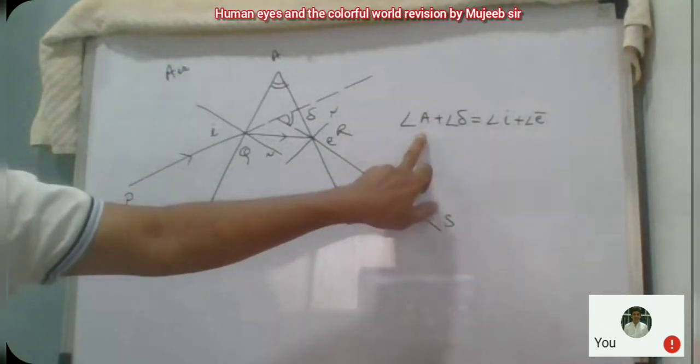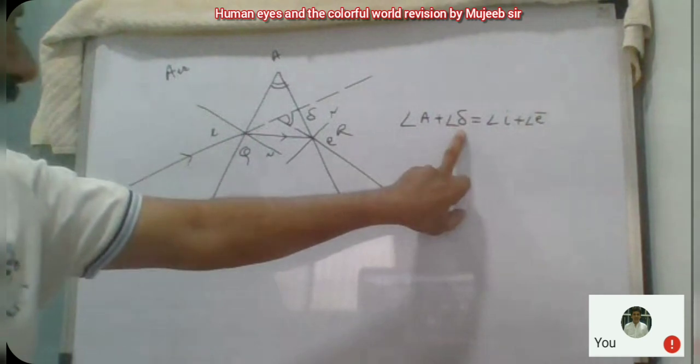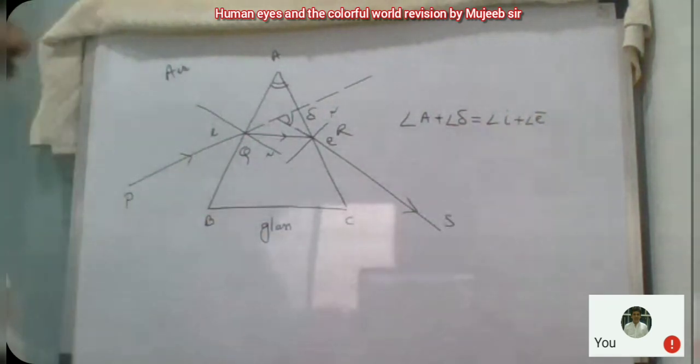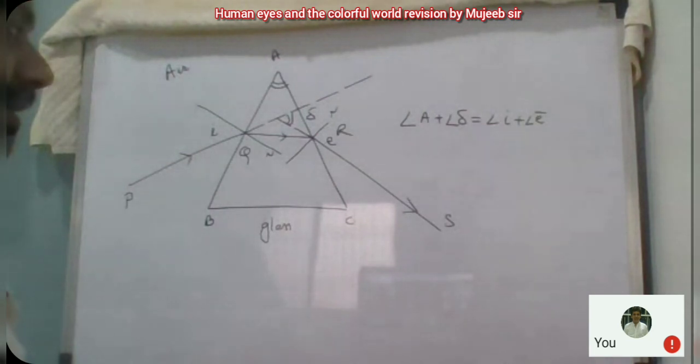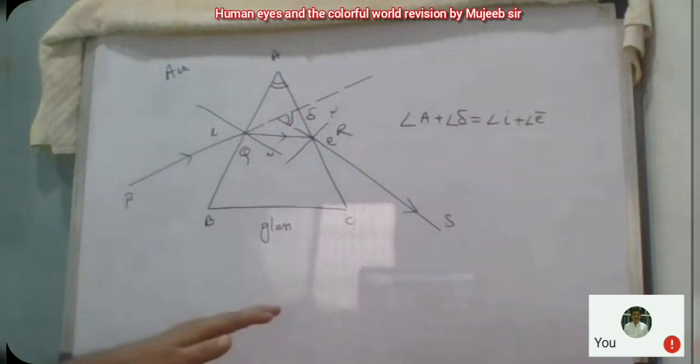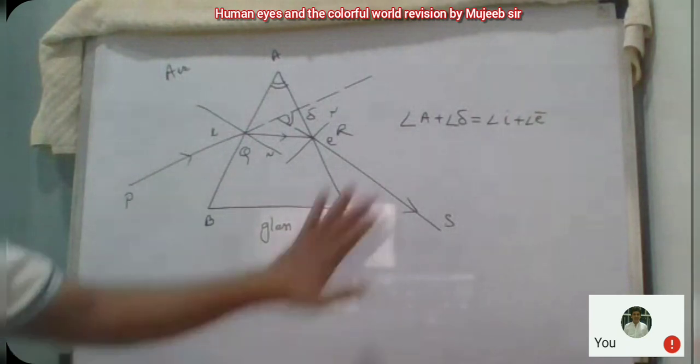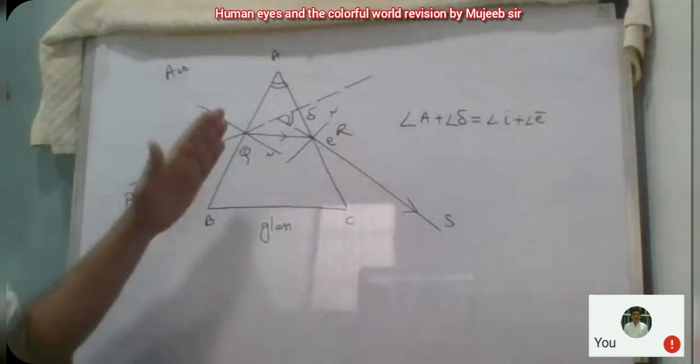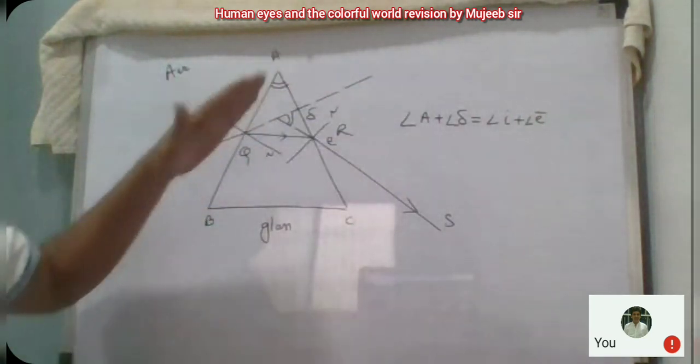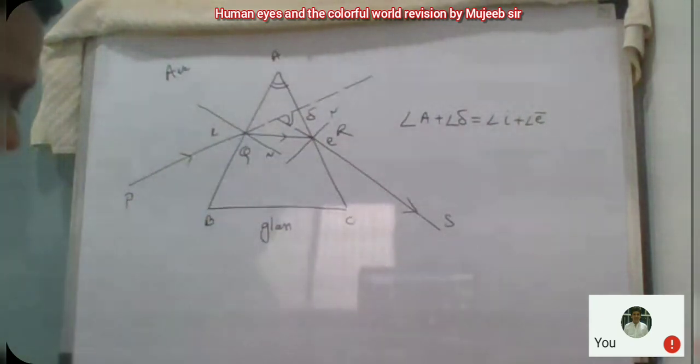So this is the case over here. Angle of prism plus angle of deviation is equal to angle of incidence plus angle of emergence. When the deviation takes place in the prism, this much you have to remember about the prism: both times the light bends towards the base.